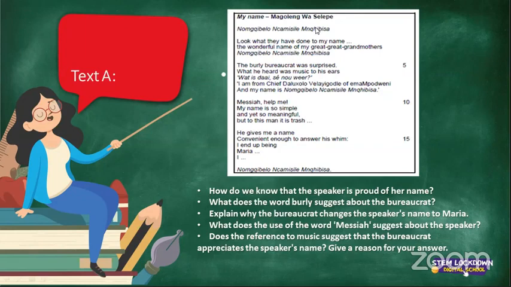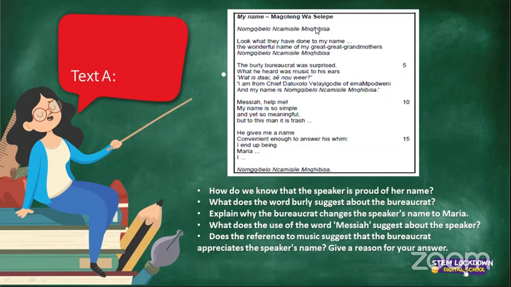Okay, so My Name by Magoleng Wa Selepe. Nomgqibelo Ncamsile Nqobisa. Look what they have done to my name, the wonderful name of my great great grandmothers. Nomgqibelo Ncamsile Nqobisa. The burly bureaucrat was surprised. What he heard was music to his ears. What is Daisa Novir? I am from Chief Dalukolo Velukoje of Imampondwe, and my name is Nomgqibelo Ncamsile Nqobisa. Messiah, help me. My name is so simple and yet so meaningful. But to this man, it is trash. He gives me a name convenient enough to answer his whim. I end up being Maria. I, Nomgqibelo Ncamsile Nqobisa.